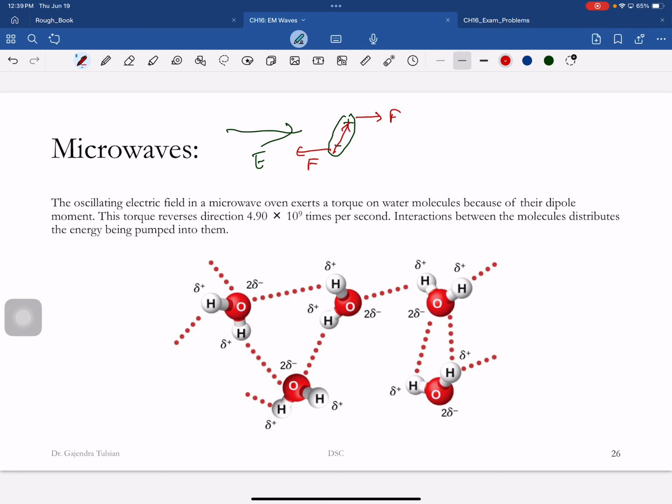What the electric field does is it tries to turn the dipole and line it up with the electric field. So if this is a water molecule and you have an electric field like that, it tries to turn it like that. And if you switch the electric field like that, it'll switch like that. So that's what a microwave does. It switches this electric field 5 billion times. So that electric field in the microwave grabs hold of the water molecule and jiggles it like this.